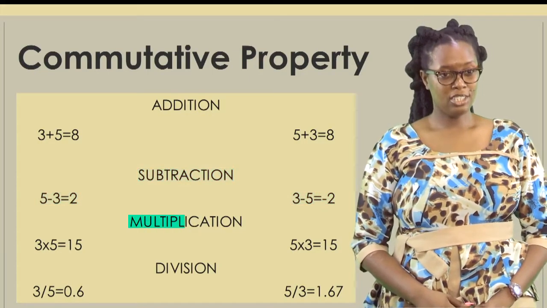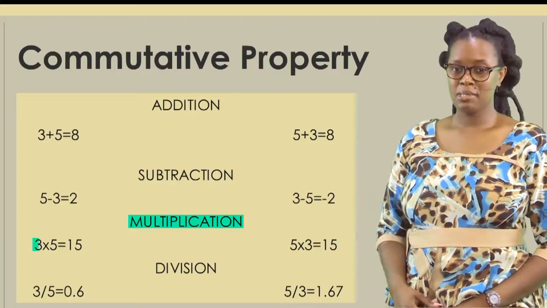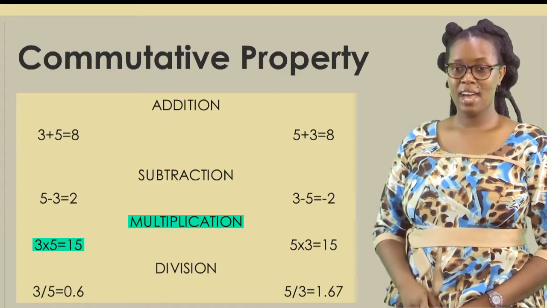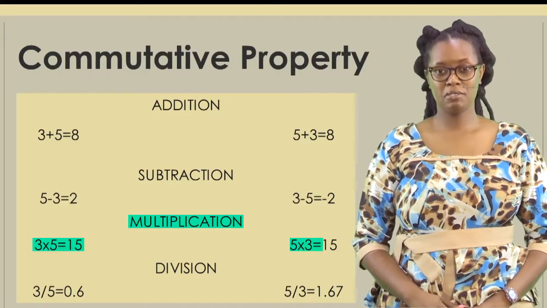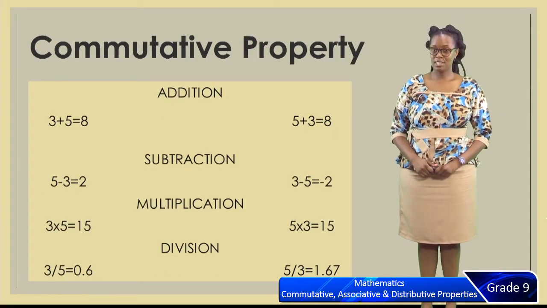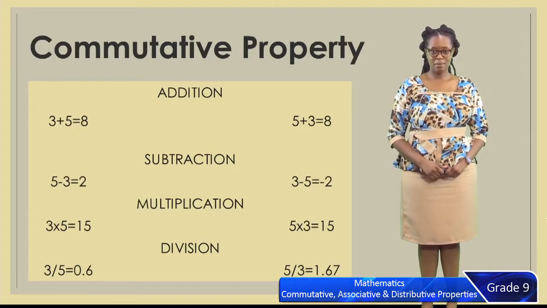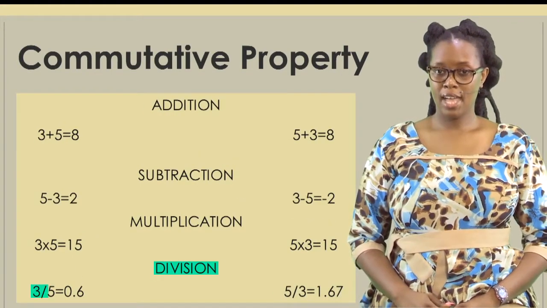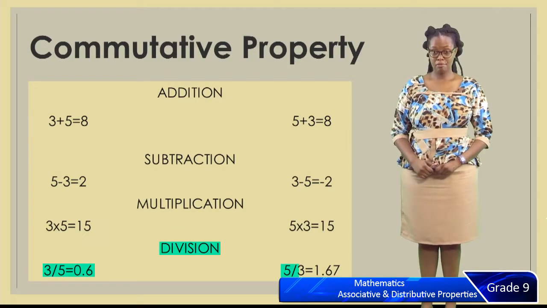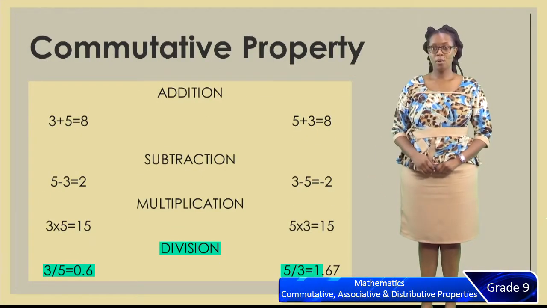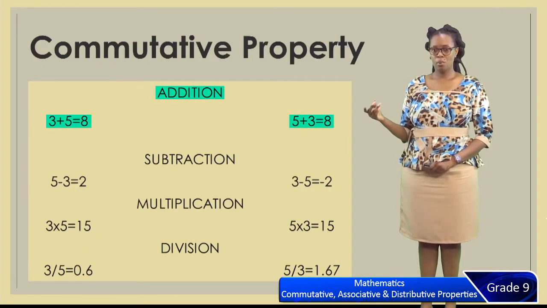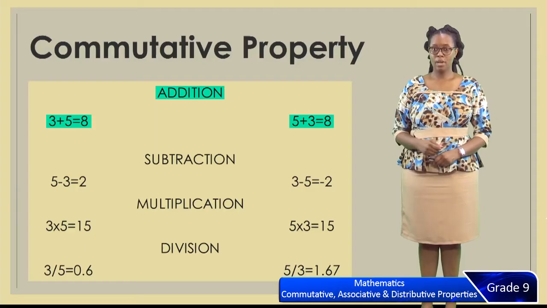What about multiplication? 3 times 5 would give us 15. Likewise, 5 times 3 would also give us 15. So even though we swap the numbers, the answers still remained the same. 3 divided by 5 would give us 0.6, but 5 divided by 3 would give us 1.67.